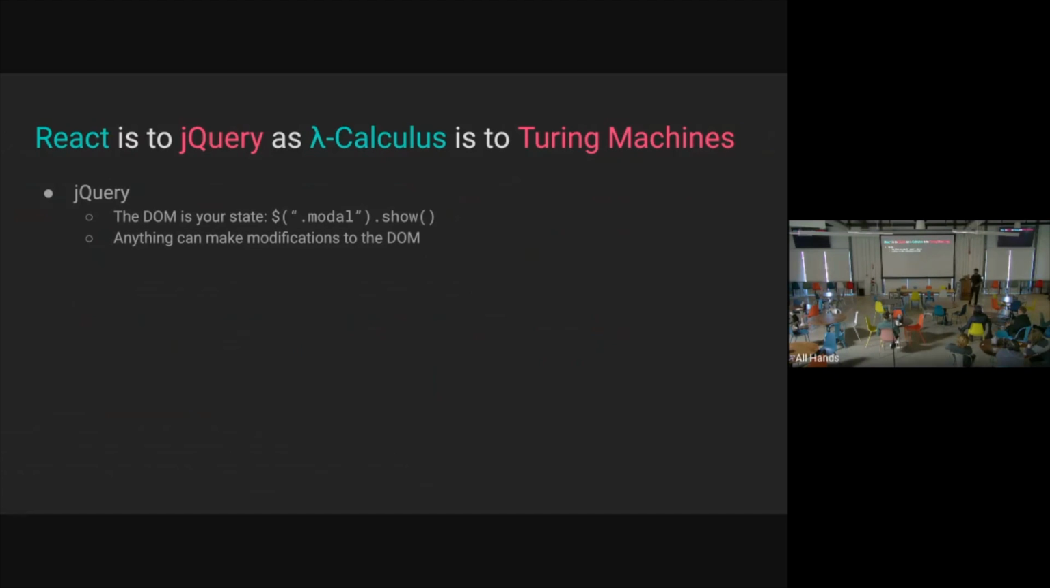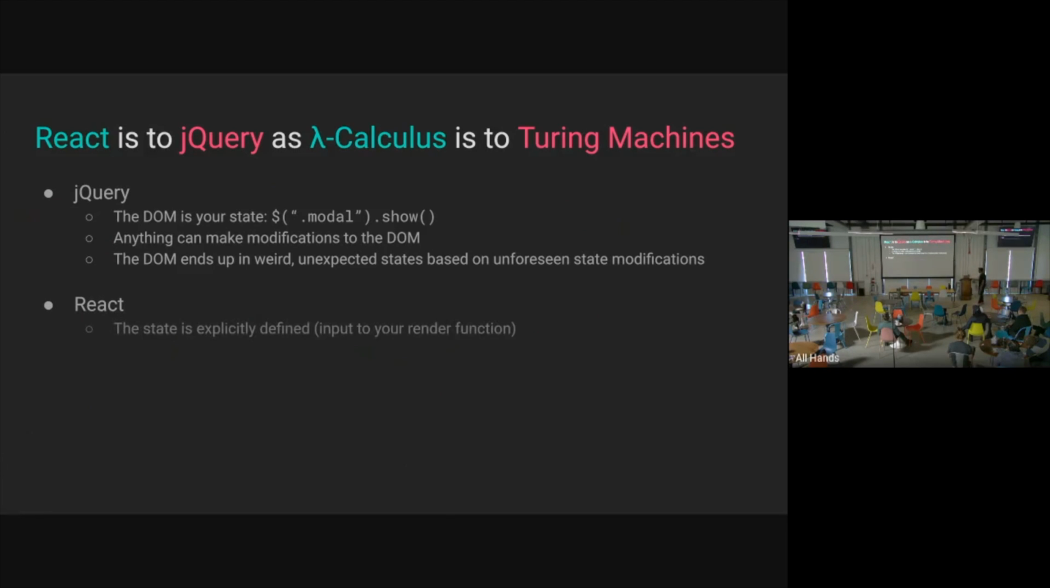Anything can make modifications to the DOM, and the DOM, as a result, ends up in these weird, unexpected states because you didn't precisely reason about state modifications, kind of just wrote code like this over and over again until it essentially resulted in a Turing machine-like construct where it's difficult to reason about the tape.